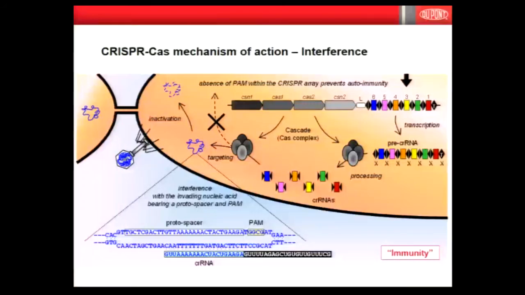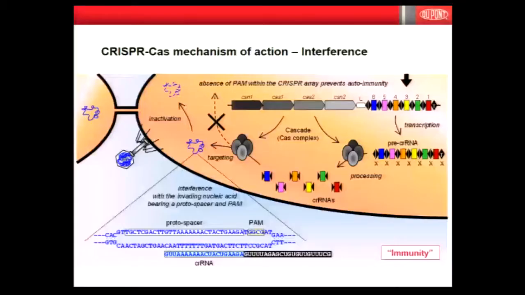in order to patrol the cell, looking for matches with foreign DNA bearing a sequence similar to any of those small RNAs. And if this happens, so you have here the double-stranded DNA of the target, the phage DNA, for instance, if the small RNA matches one of the strands, and if in this target DNA there is what has been called a PAM motif, the nuclease, for instance Cas9, will cleave the two strands of the target DNA, leading to the inactivation of the phage DNA, and this is stopping the infection.